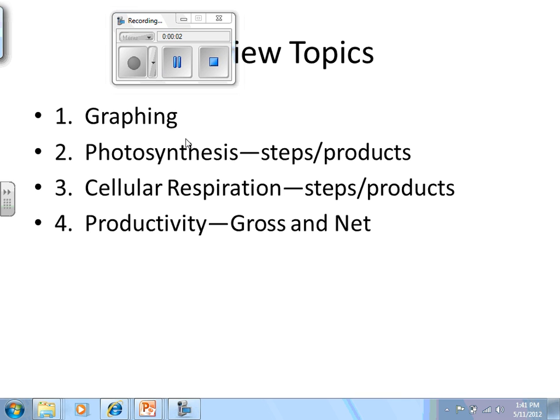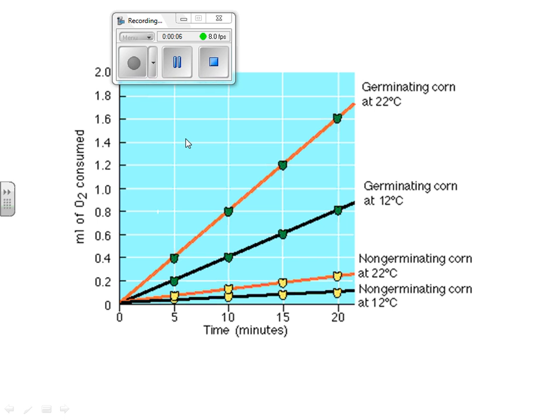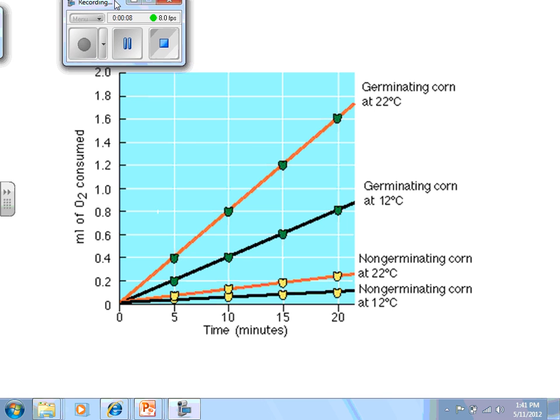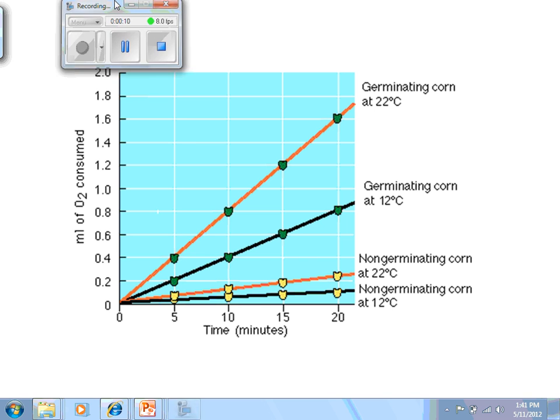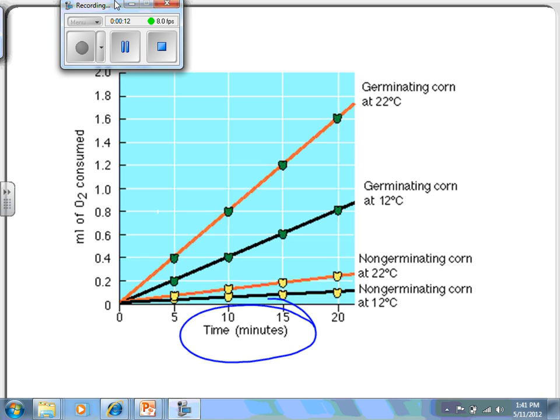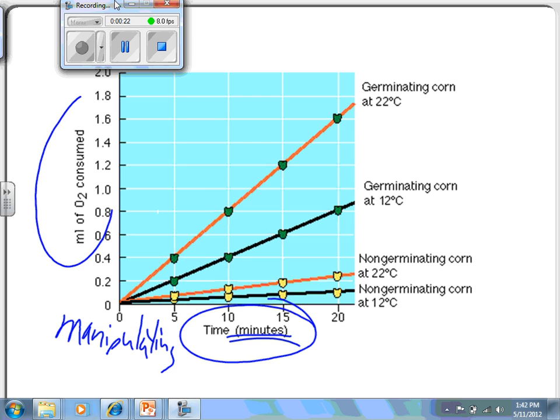So the first topic today is about graphing, setting up a scientific graph. Here's a good example. On your x-axis, you always put your independent variable. That is the thing that you are manipulating. You've got to include a unit. Make sure that's there. On the y-axis, you're putting your dependent variable, which is the thing you're actually measuring.